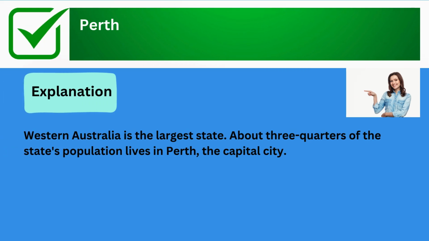The correct answer is Perth. Explanation: Western Australia is the largest state. About 3/4 of the state's population lives in Perth, the capital city.